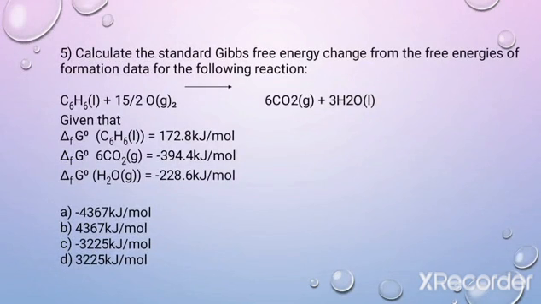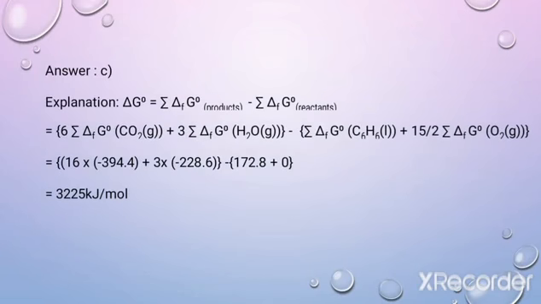The last and the fifth question is, calculate the standard Gibbs free energy change from the free energies of formation. So the reaction is given to us, and the value of delta G naught F of the reactants and the products is given. So the correct answer is C, that is 3225 kilojoules per mole.